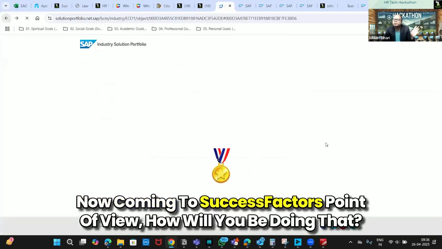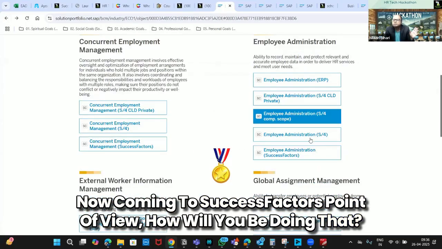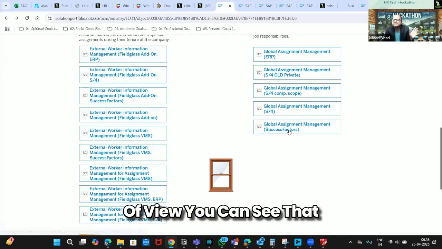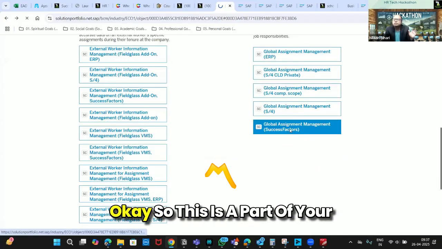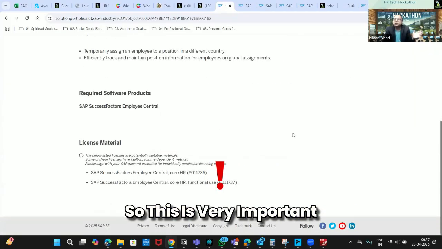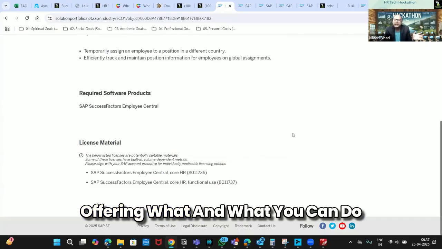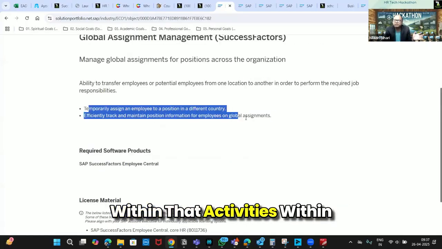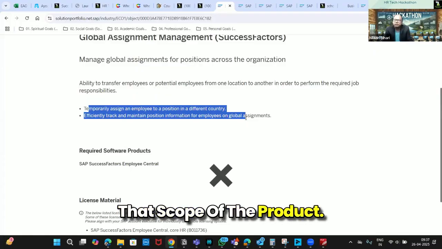Now coming to the SuccessFactors point of view, how will you do that? Here you can see global assignment management, which is part of your typical Employee Central. It is very important to understand which product offers what, and what you can do within the scope of the product.